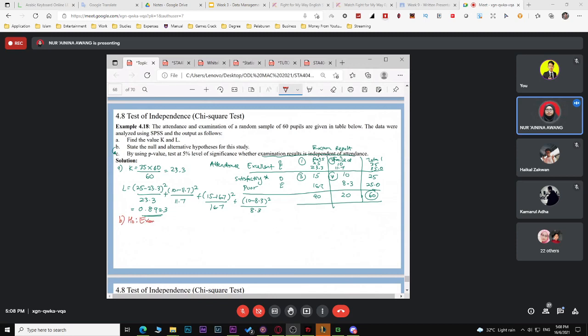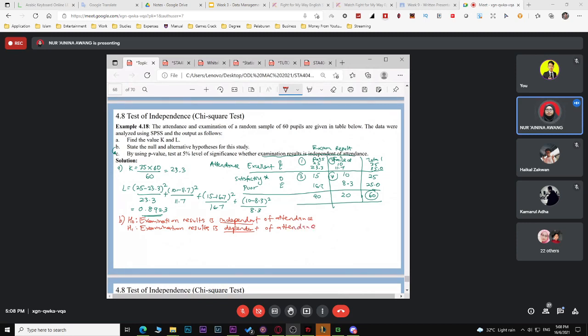Okay, so examination result is independent of attendance, and then for your H1, examination result is dependent, okay, on attendance. Right? So that is for B.